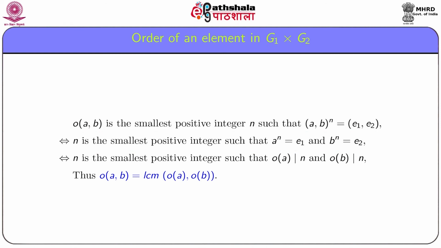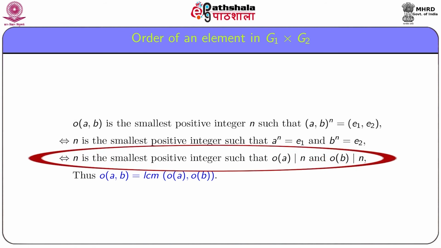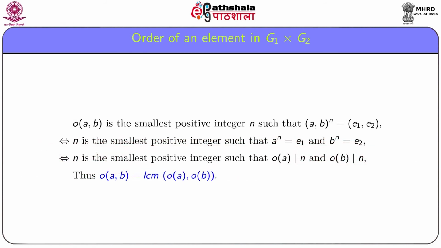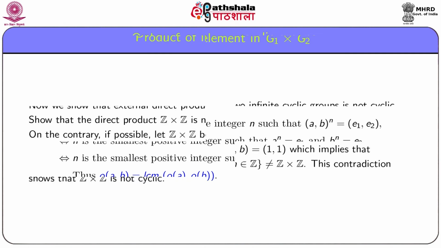This is equivalent to n being the smallest positive integer such that a to the power n is equal to e1 and b to the power n equals e2, which is equivalent to n being the smallest positive integer such that the order of a divides n and the order of b divides n, and hence it follows that the order of (a,b) is equal to the LCM of order a and order b.